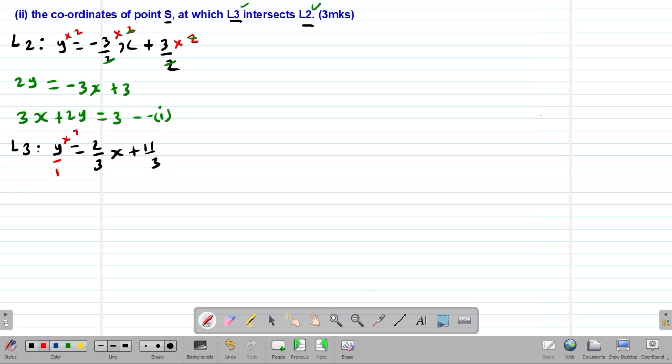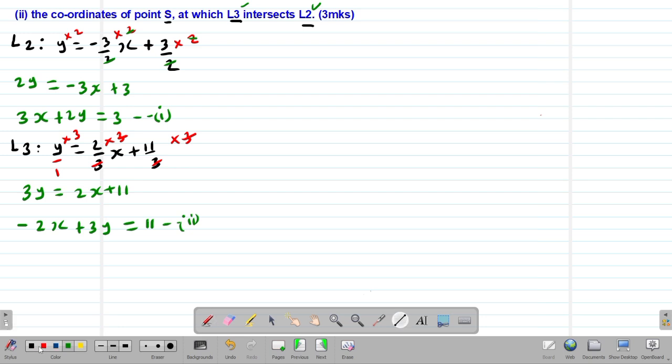I'll multiply through by the LCM, 3. Of course, the 3 and 3 will cancel out, so that I remain with 3y being equal to 2x plus 11. On rearranging, I'm going to have negative 2x plus 3y being equal to 11. Remember, I'm rearranging so that I can easily work it out using the elimination method. So this is equation Roman 2.